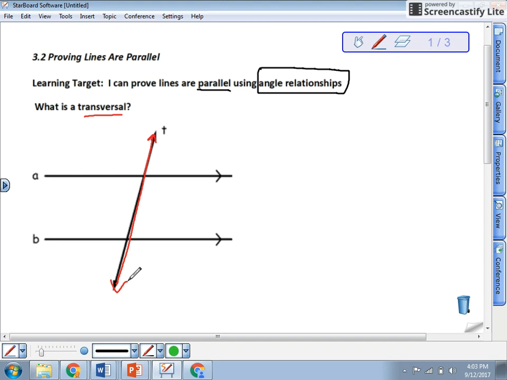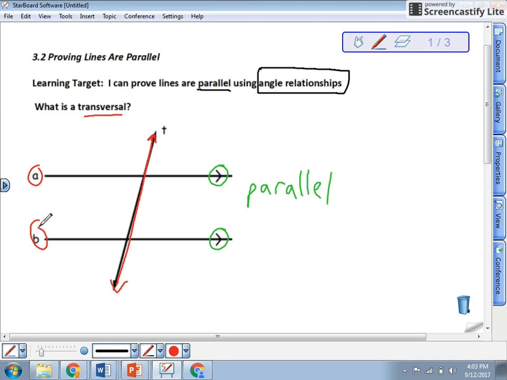And just remember that these tick marks don't mean congruent. They mean the lines are parallel. Okay, that's what that means, not congruent. That means parallel. And notice these lines are called line A and line B. We're going to use those same names throughout.